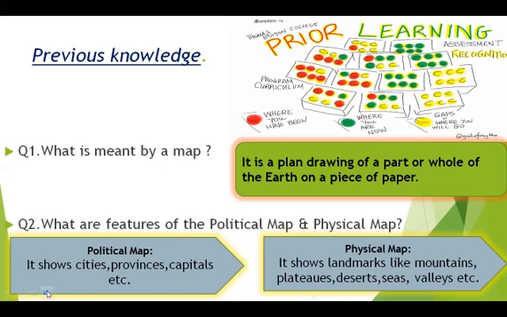The next question is, what are the features of the political map and the physical map? The answer is political map shows the cities, provinces, capitals, etc. And the physical map shows landmarks like mountains, plateaus, deserts, seas, valleys, etc.